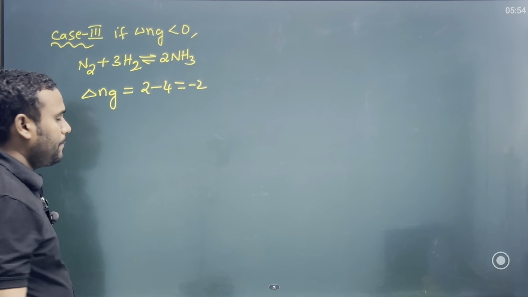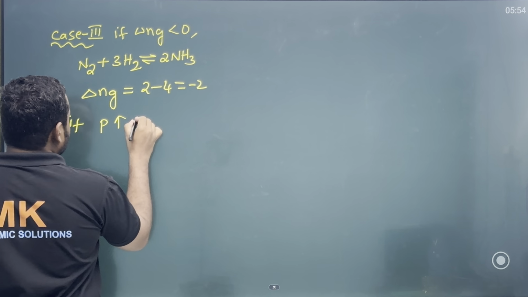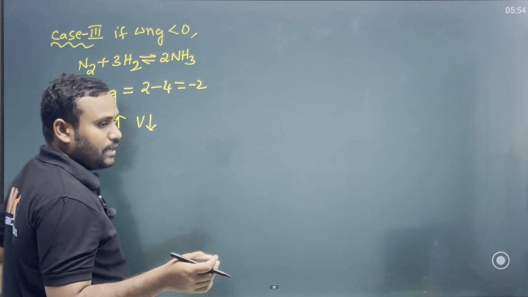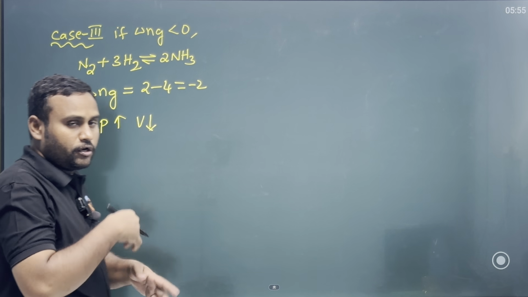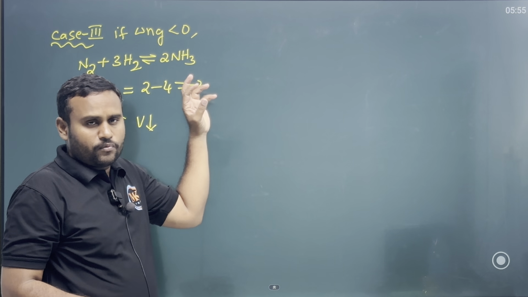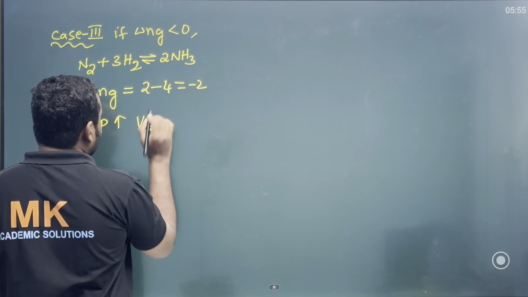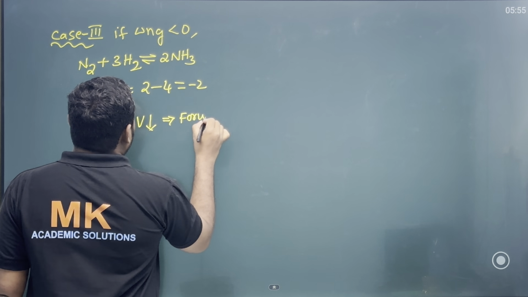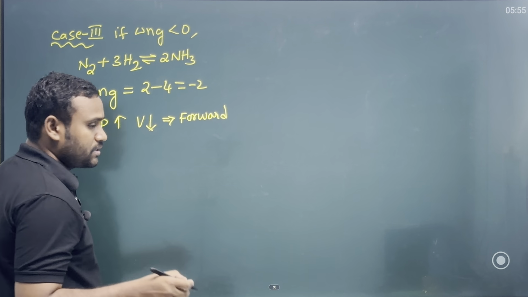So in this case what will happen? If pressure increases, volume decreases. So the gas should occupy less volume. So the equilibrium shifts towards the product side. In the product side only we are having less number of moles. So the equilibrium is going to shift into the product side. Pressure increases, volume decreases, means the forward direction is going to take place, or simply the equilibrium shifts towards the product side.